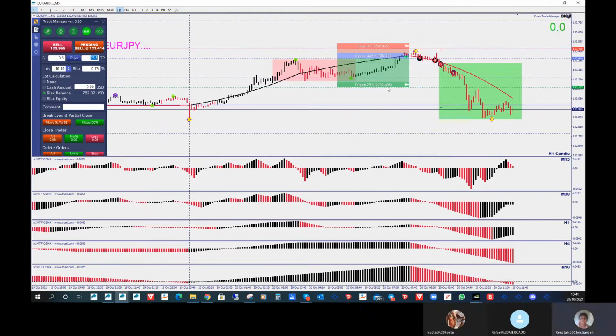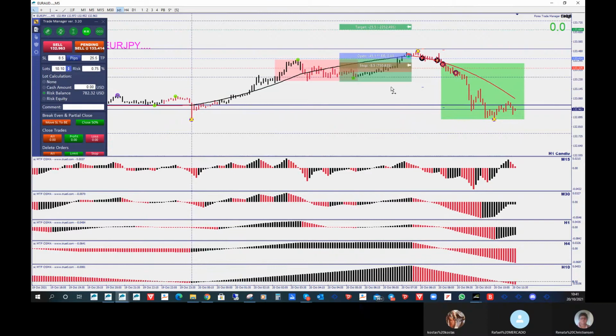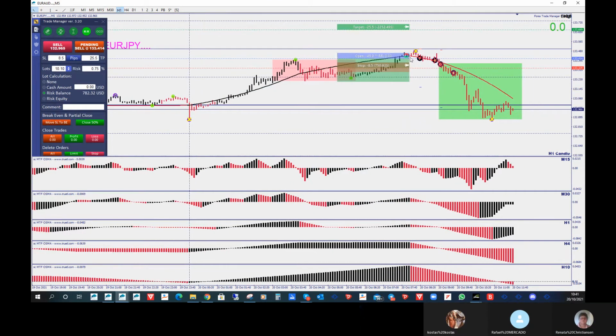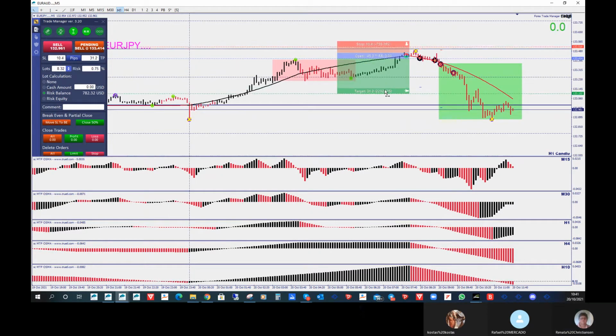So as long as you're playing off a high and you're following your 1 hour momentum, your 4 hour will eventually kick in. It just makes it better when they're both kicking in at the same time.